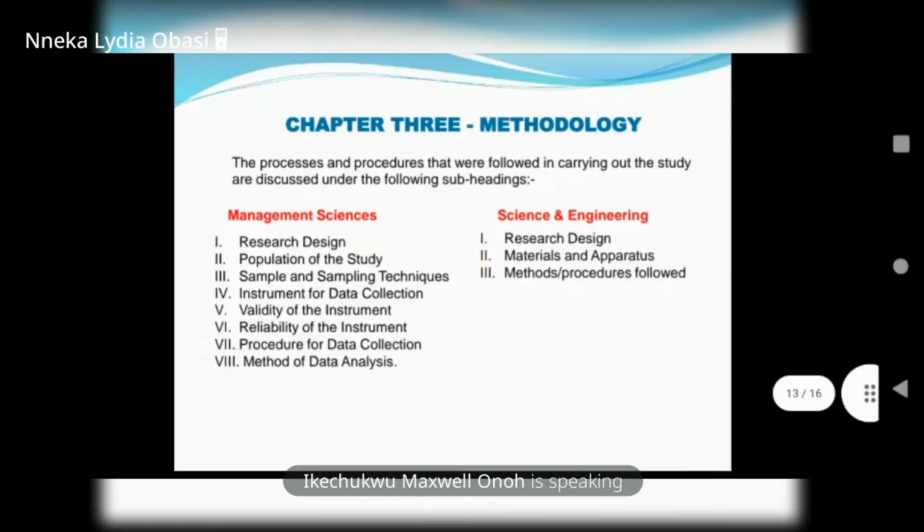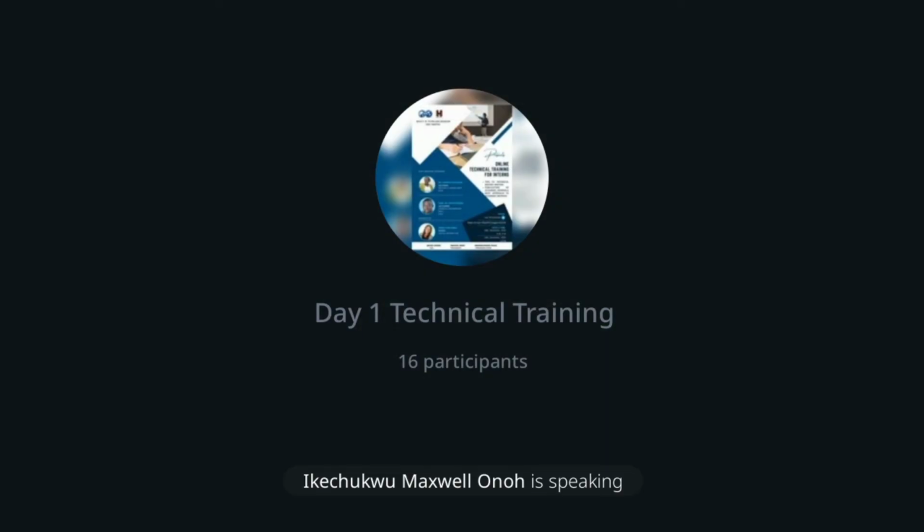Methodology. The processes and procedures that will be followed in carrying out this study are discussed under the following subheadings. I said for management sciences, I said for engineering, science and engineering. Under this chapter for science and engineering, we have 3 broad sections. One, your research design. Two, materials to be used and apparatus. And finally, methods or procedures to be followed. But you know, when you are reporting, you will be using past tense.